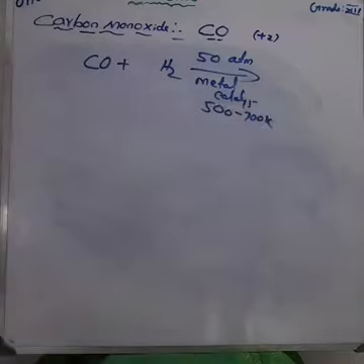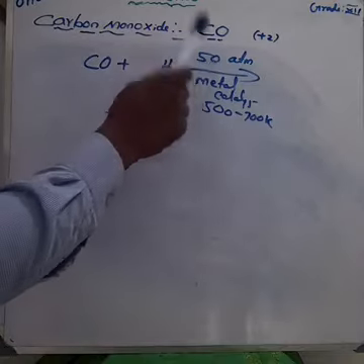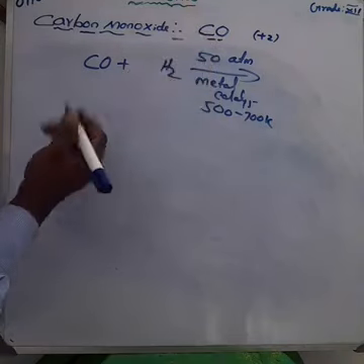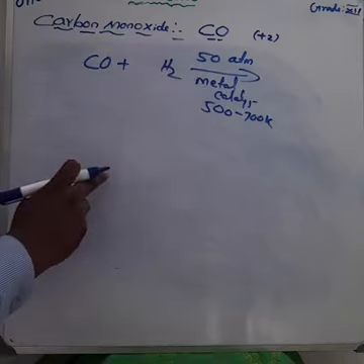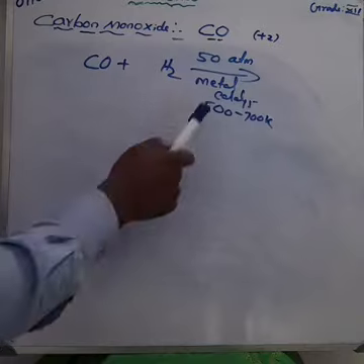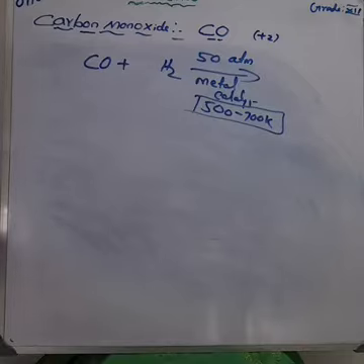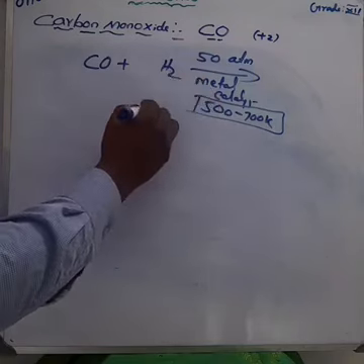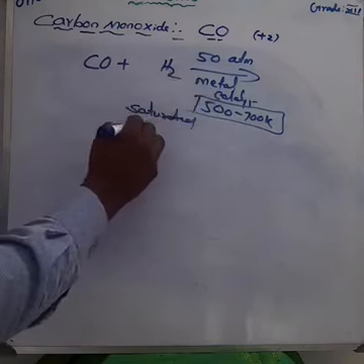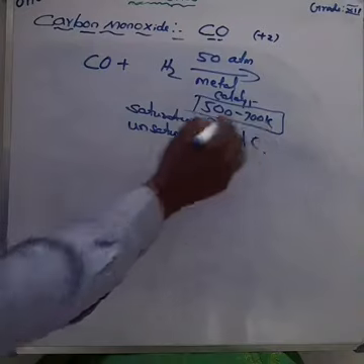So first, carbon monoxide reacts with hydrogen. Here we are giving the pressure, which is less than 50 atmospheric. We are using a metal catalyst, and we are applying a temperature of 500 to 700 Kelvin. We get saturated and unsaturated hydrocarbons. These are the products obtained here: saturated and unsaturated hydrocarbons.